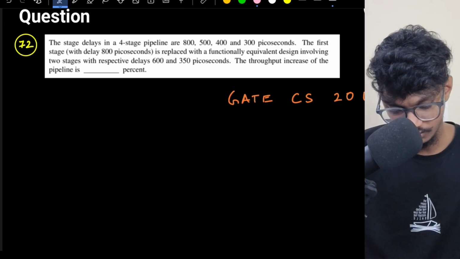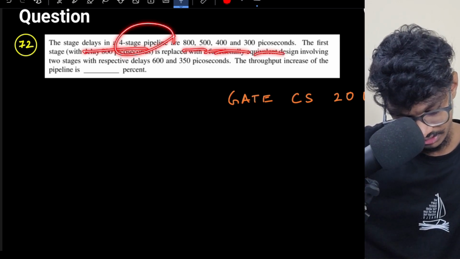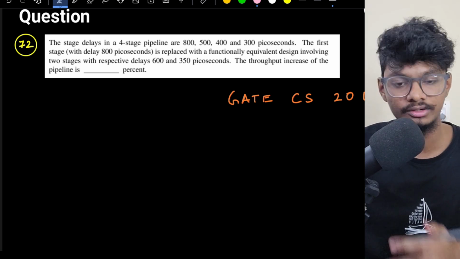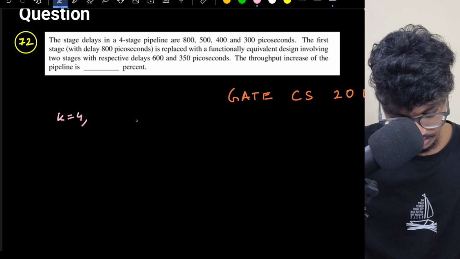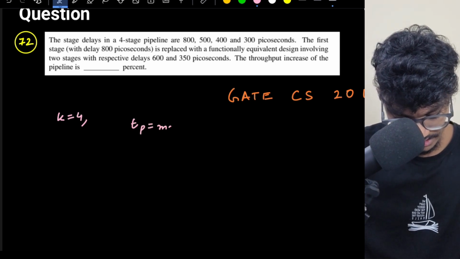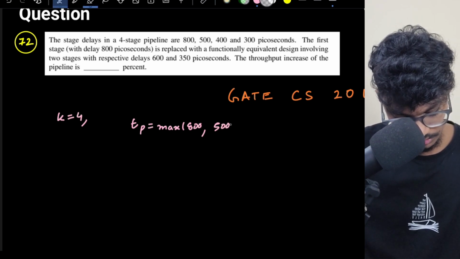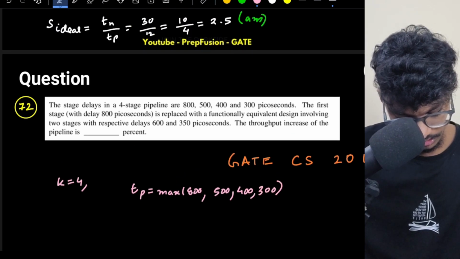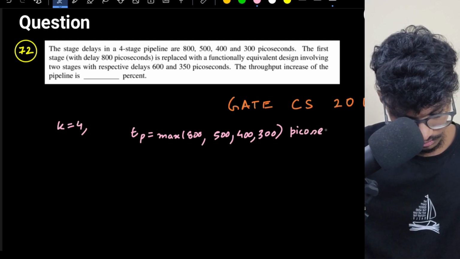In the next question, what have they told me? Given the stage delays in a 4-stage pipeline, that is 800, 500, 400, 300 picoseconds. So stage delays are given. It is a 4-stage pipeline. As soon as you read the question, you write down the information. So my K is 4. My stage delays are 800, 500, 400, 300 picoseconds. So my TP will be the maximum of 800, 500, 400, 300 picoseconds.